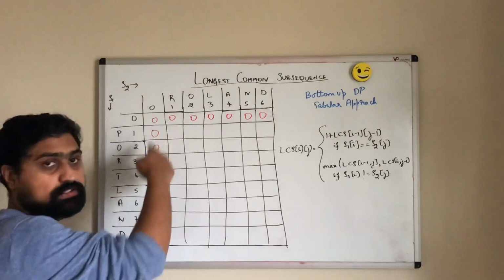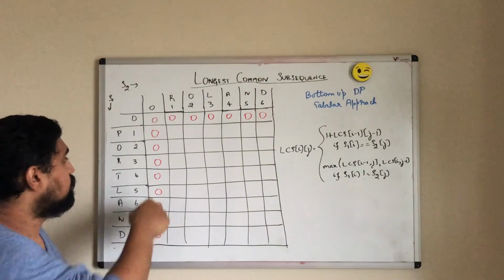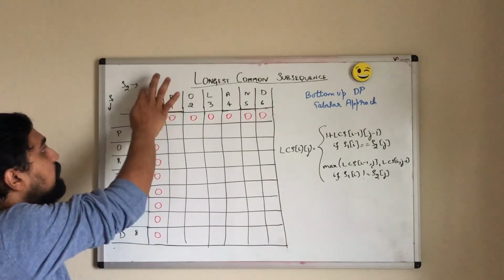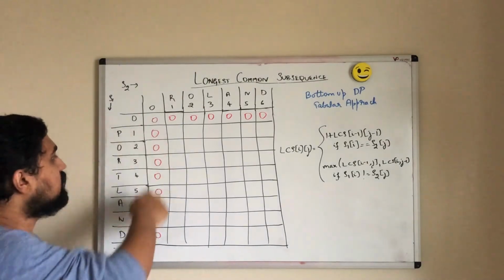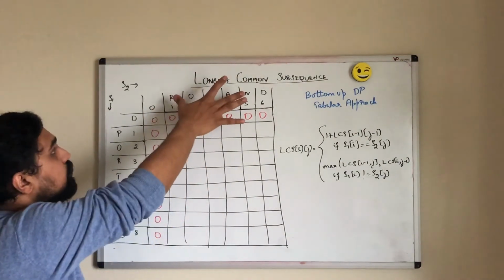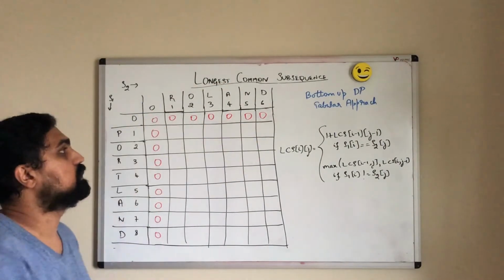The values in the first column and the first row are set to 0. The reason is, if you take the first column for example, the longest common subsequence between string Portland and the empty string is nothing. So all of these values are 0. Similarly, the longest common subsequence between string Roland and the empty string here is nothing. So all these values are set to 0.